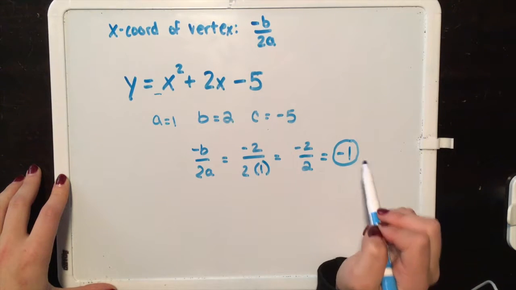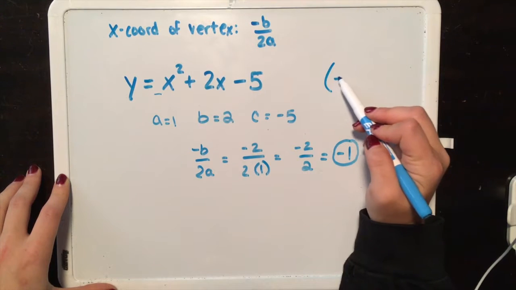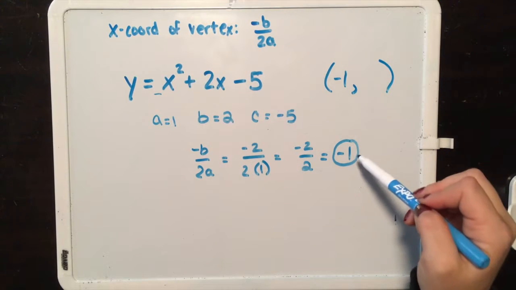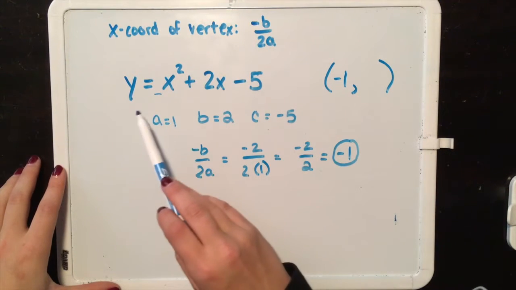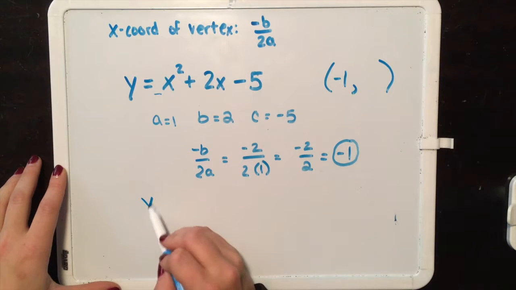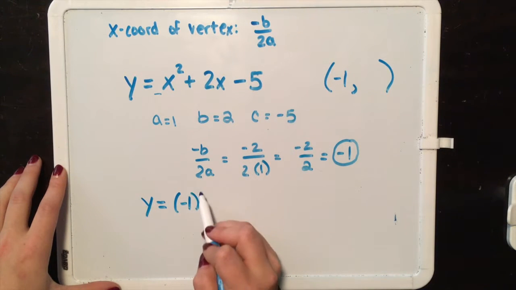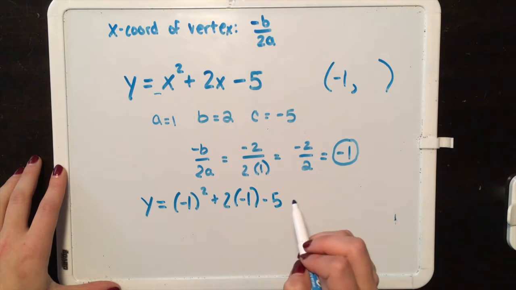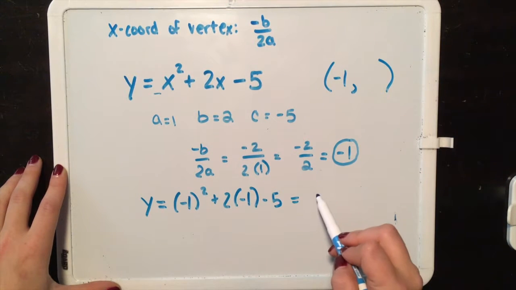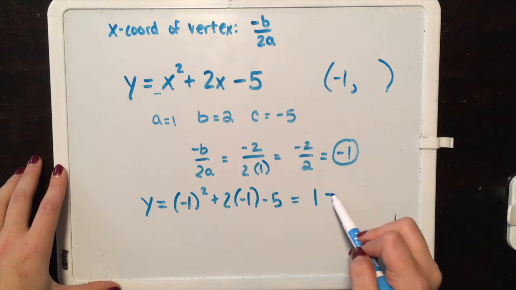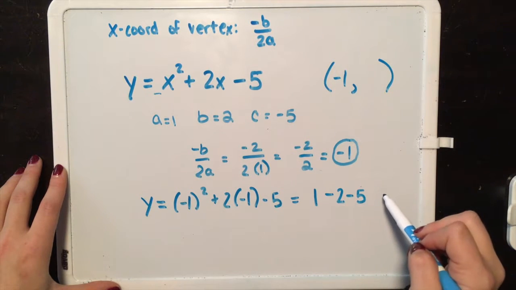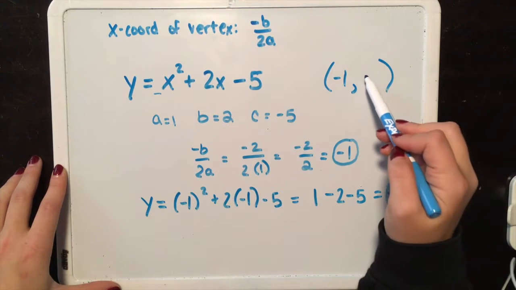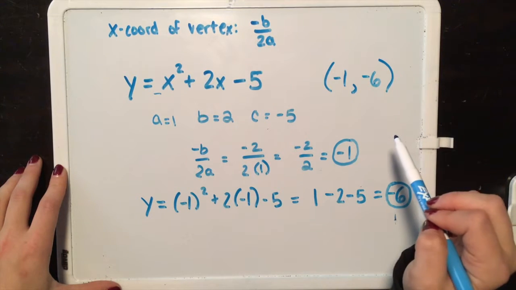So negative 1 is the x-coordinate of the vertex, which I'll put up here, and we still need to find the y-coordinate, and we can do that by plugging negative 1 in for x in this equation. y equals negative 1 squared plus 2 times negative 1 minus 5, which equals 1 minus 2 minus 5, which equals negative 6. So negative 6 is our y-coordinate for the vertex.